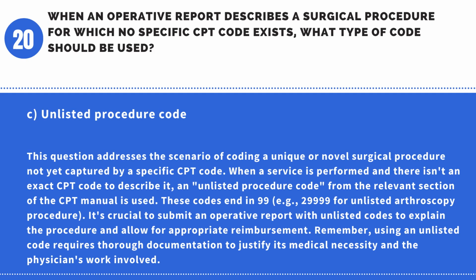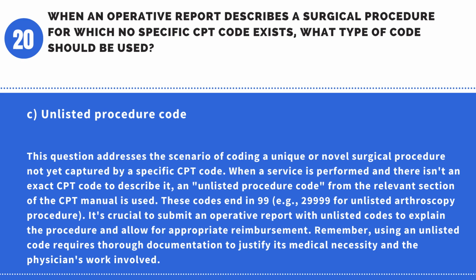Answer C. Unlisted procedure code. This question addresses the scenario of coding a unique or novel surgical procedure not yet captured by a specific CPT code. When a service is performed and there isn't an exact CPT code to describe it, an unlisted procedure code from the relevant section of the CPT manual is used.